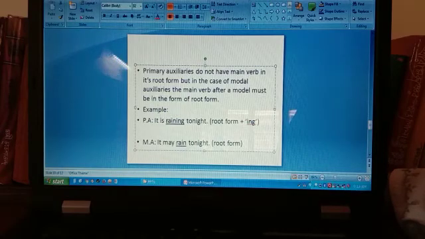And see this main verb raining, it is not in its root form. What is the form of this verb? Root form plus ing. Whereas in the case of modal auxiliary, it may rain tonight. So may is the auxiliary, rain is the main verb, and it is in root form.